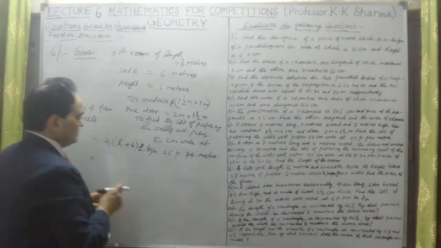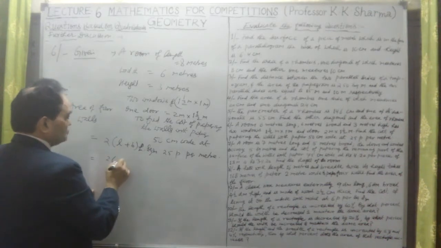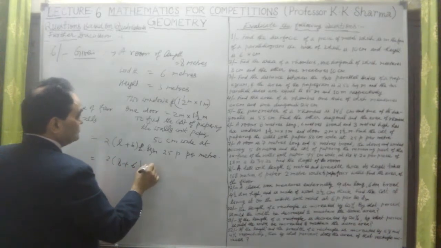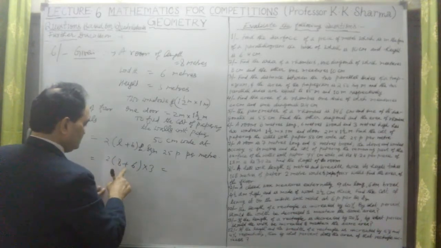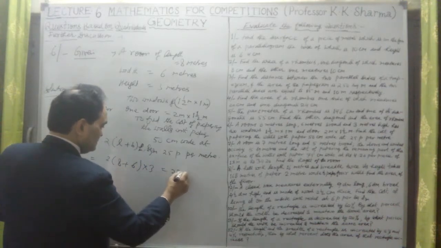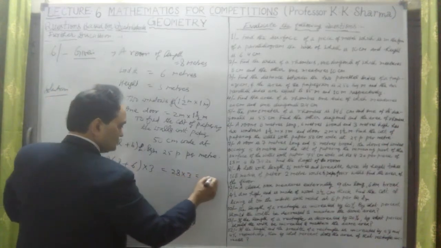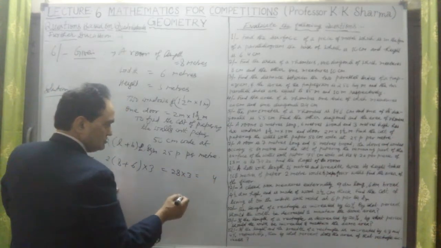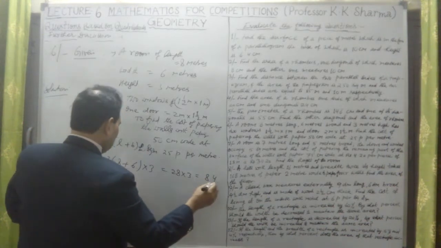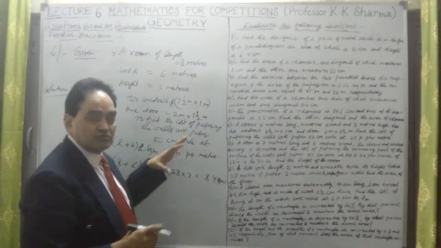Okay, so let me now find out the area of four walls. This is twice into L plus B, times H. Length is 8, breadth is 6, height is 3. 8 plus 6 is 14, 14 times 2 is 28, into 3. That gives us 84 square meter. This is the area of the four walls.